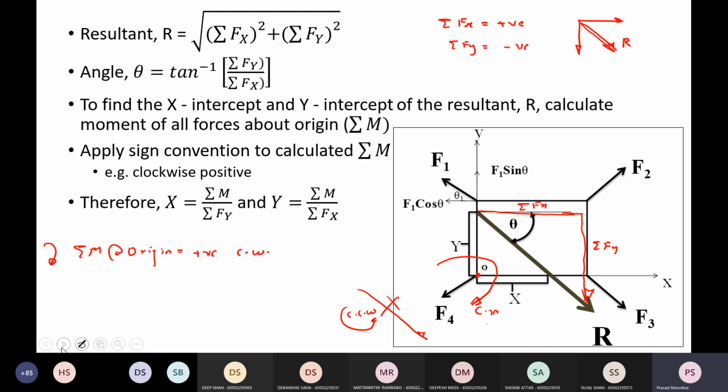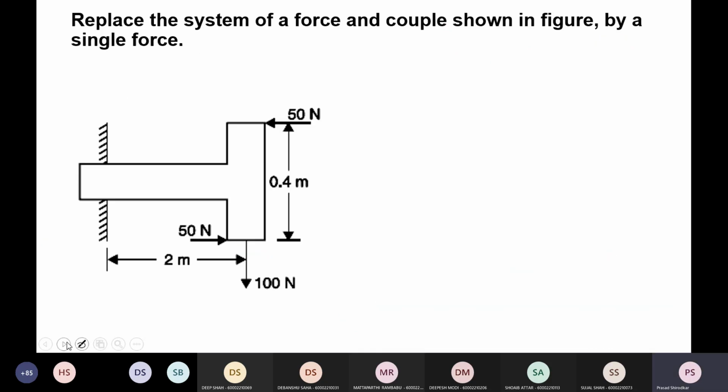Any questions? So let's do a few examples on the force. So first question. Any questions from the earlier side?